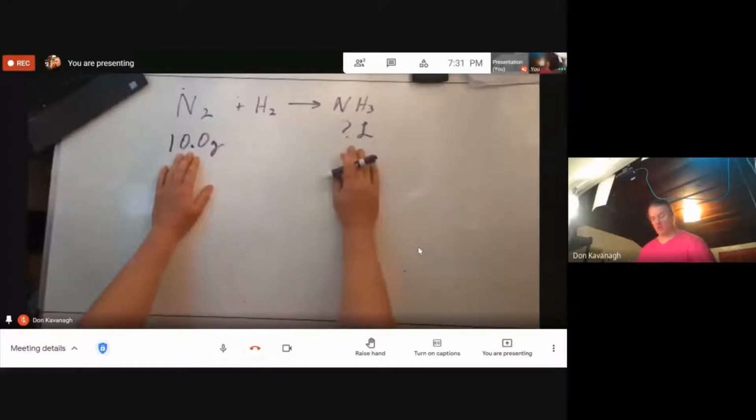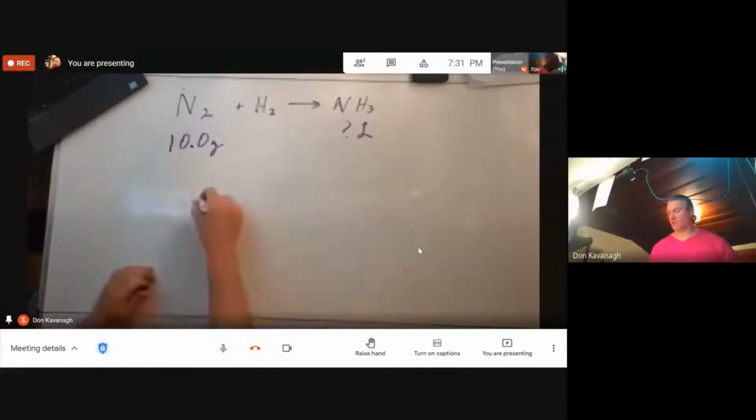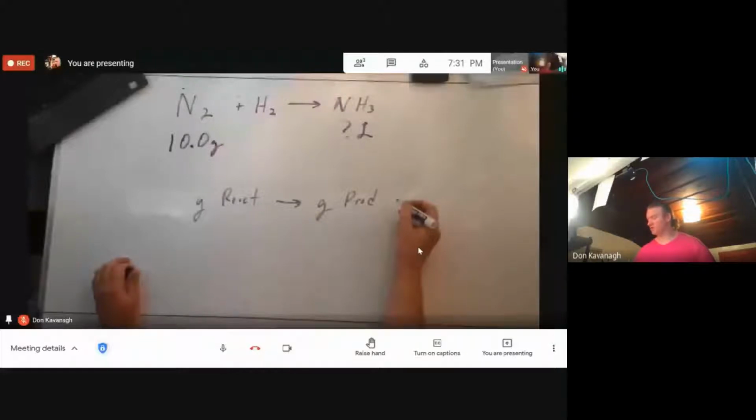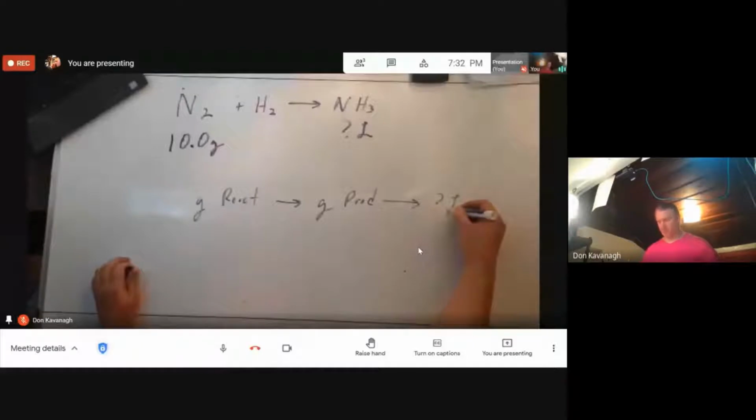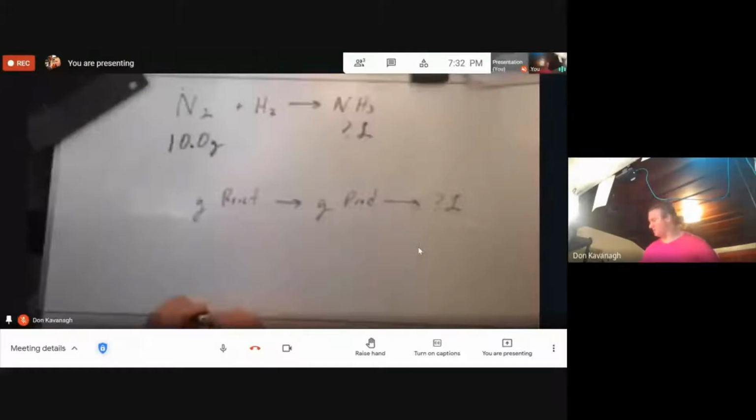Now, the general plan for this problem goes as such. We have grams of a reactant. We are going to solve for grams of the product that could be produced. And then with that grams of product, we're going to use gas law stuff to solve for question mark liters. This is a step-by-step breakdown right here. First thing we need to do is balance this chemical reaction that's up here and solve the grams to grams part.